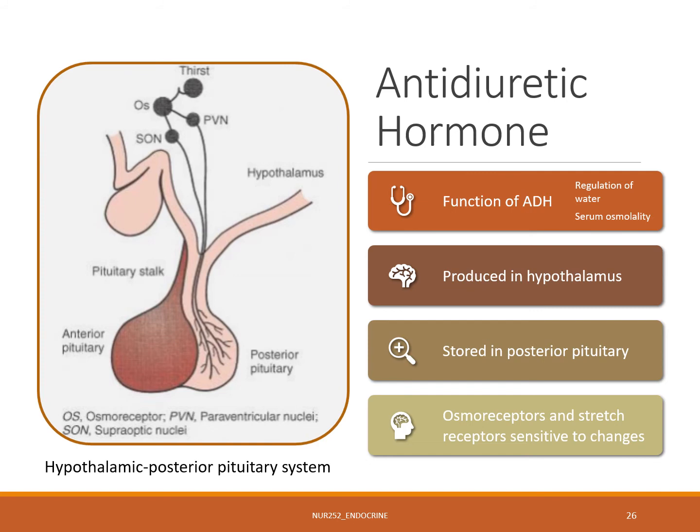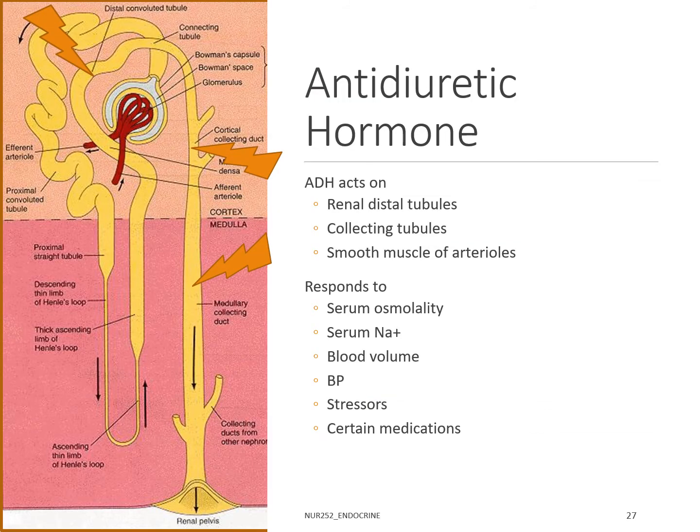Osmoreceptors in the hypothalamus respond to changes in extracellular osmolality. Stretch receptors in the left atrium respond to changes in circulating volume and blood pressure. Once ADH is released, it acts on the renal distal and collecting tubules to cause water reabsorption. In high concentrations, ADH also acts on smooth muscles of the arterioles to produce vasoconstriction.